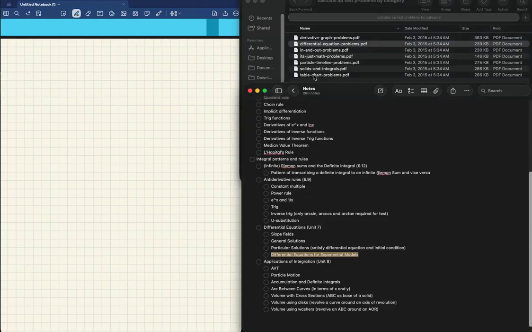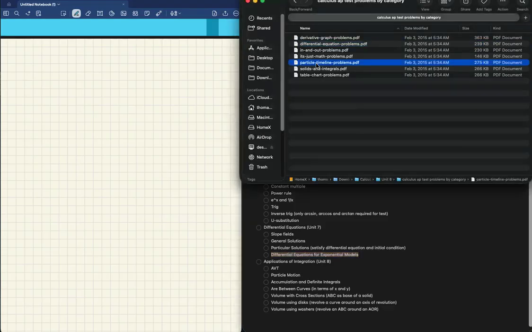Then particle motions, as I said before, has its own model of free response questions, particle timeline problems. That's particle motion. Accumulation and the definite integrals, that is part of this. It's also part of this. It's also sometimes part of this. Okay. Oh, and it also can be seen as kind of part of in and out problems.